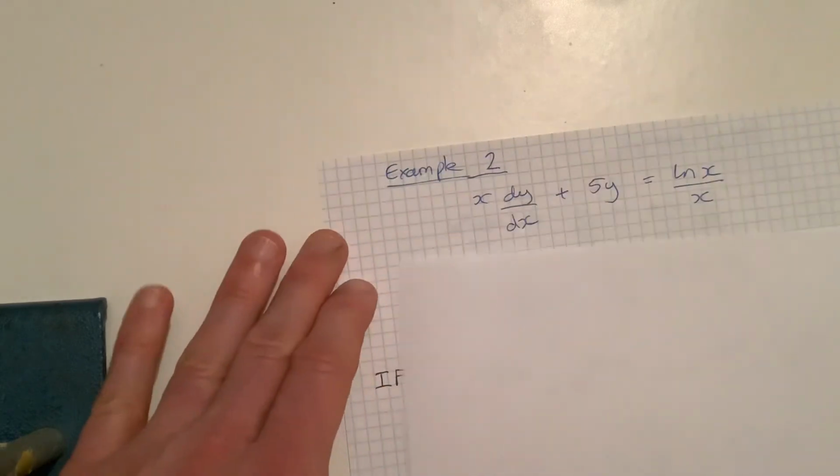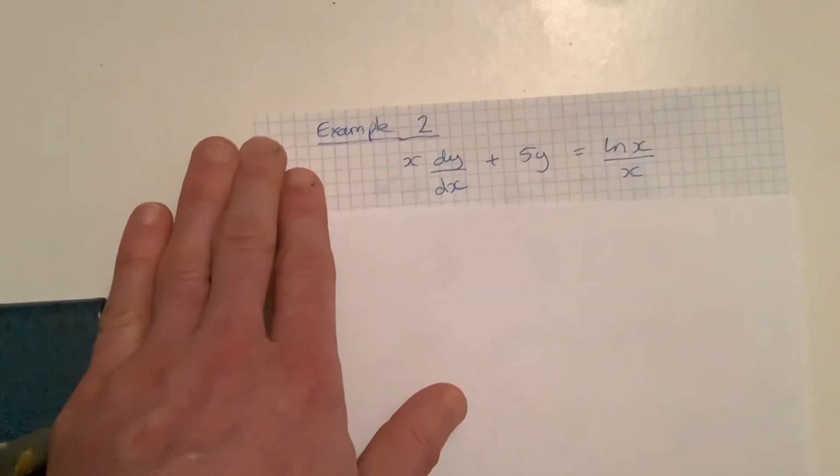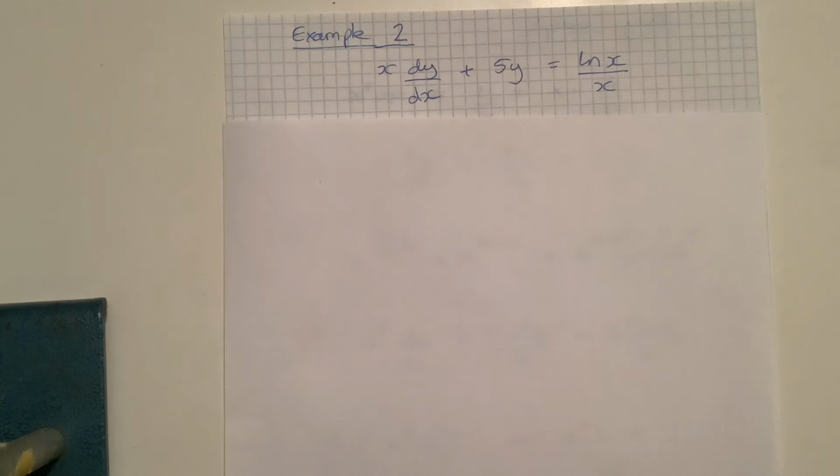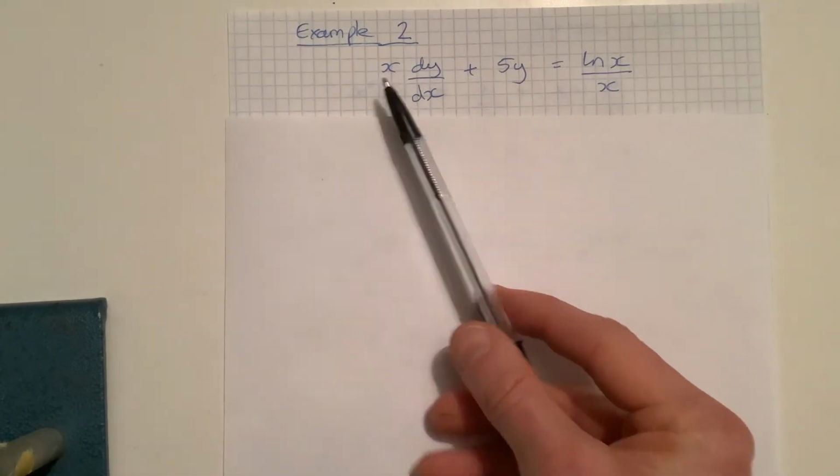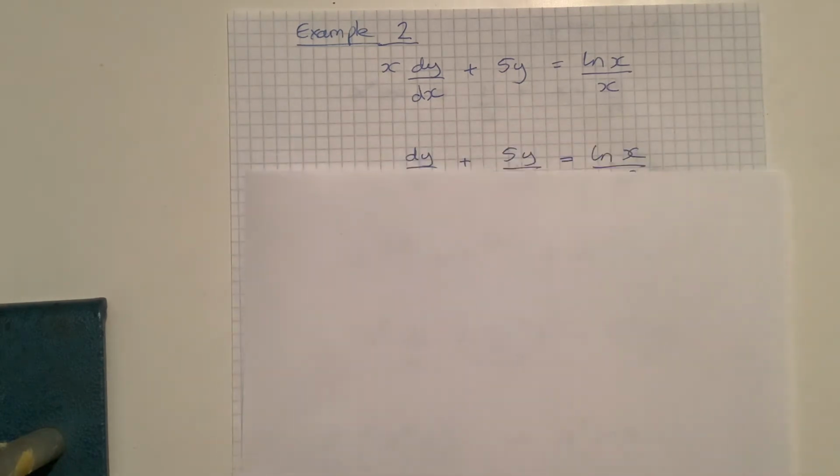Anyway, last example on this. We're going to have a look at this one. So same idea as before. I don't want that x to be there, so I'm going to divide through by x as my first step, which gives all of that.